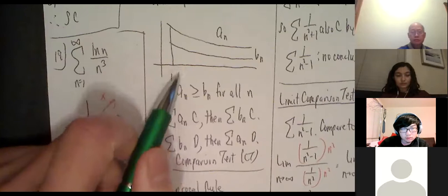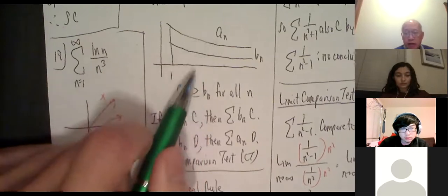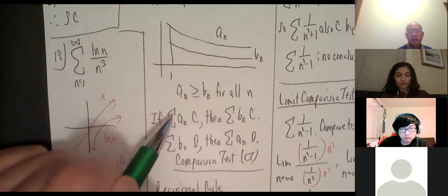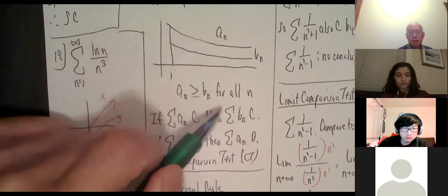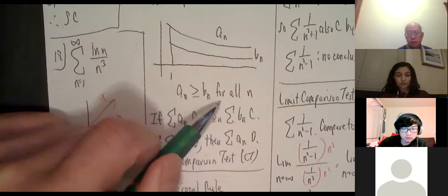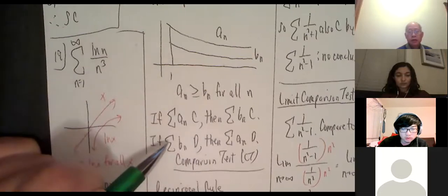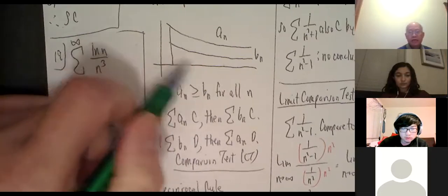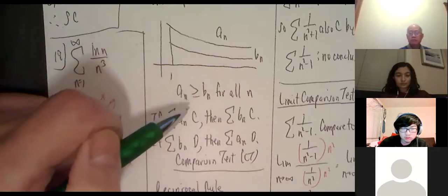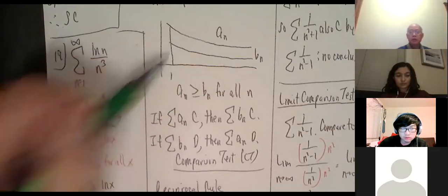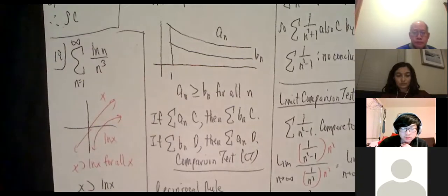So here's the picture. a sub n is greater than or equal to b sub n. If summation of a sub n converges, summation of b sub n also converges. If summation of b sub n diverges, summation of a sub n also diverges. Okay, just look at the picture. Right, so these are the comparison tests.